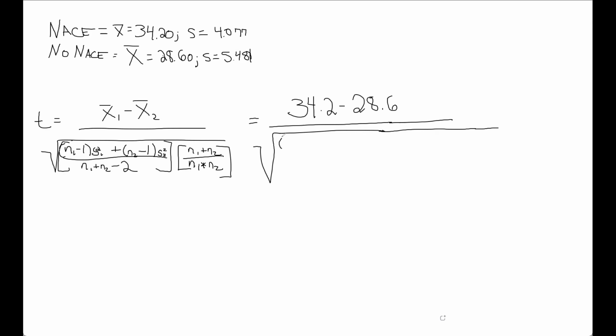So there were 10 in each group. So the n, of course, is 10 minus 1. And then here, this is the part that tricks people. And I don't want it to trick you, so I'm going to point it out the best that I can.